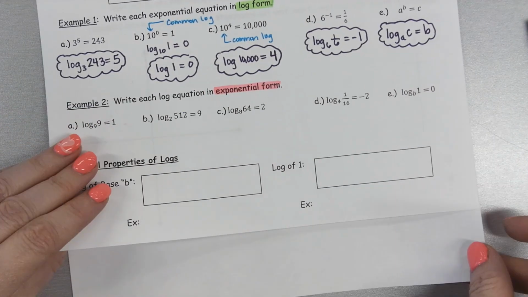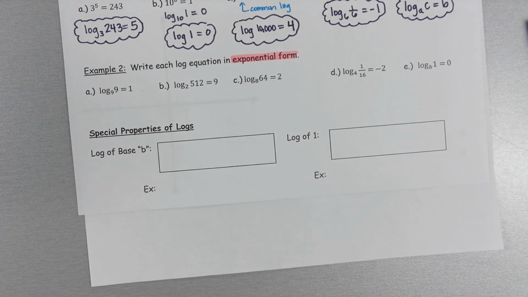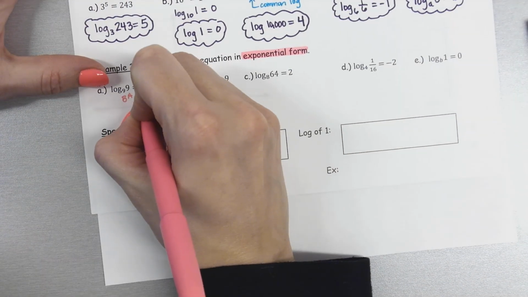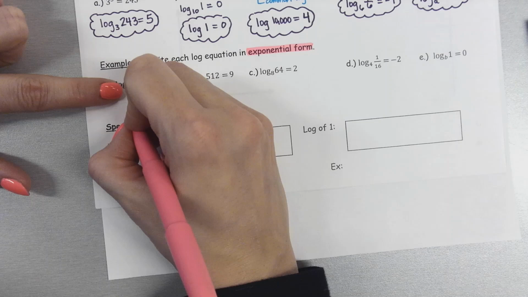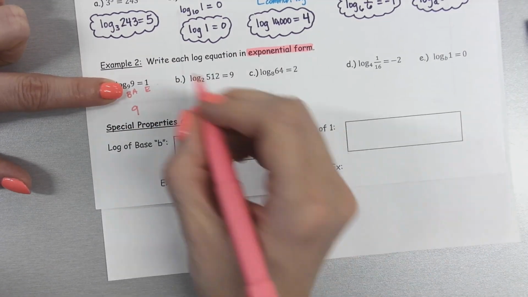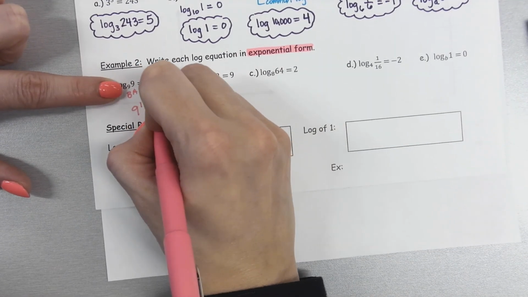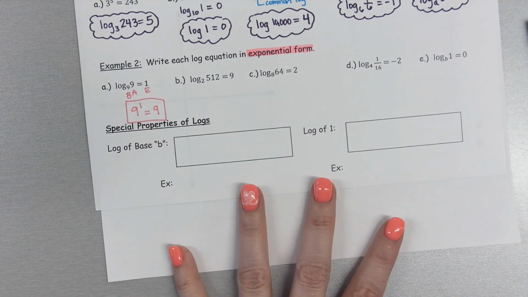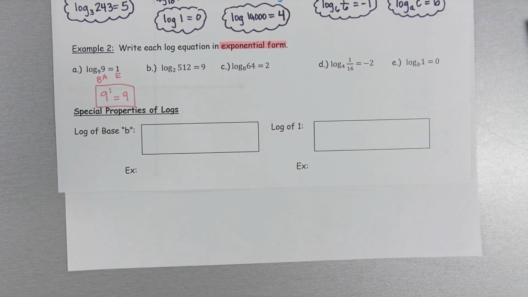All right, and then for example 2, we're going to write each one in exponential form. So if you want, this is where you can use base, answer, exponent. So your base is 9, your exponent is 1, and that will be equal to the answer of 9. Okay, so take a few seconds to see what we have open.